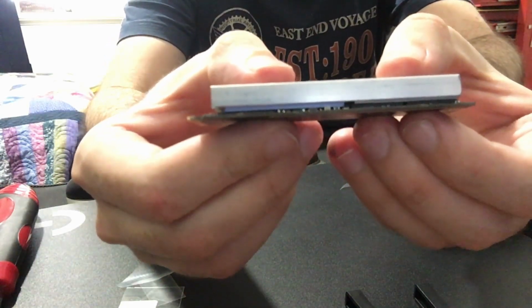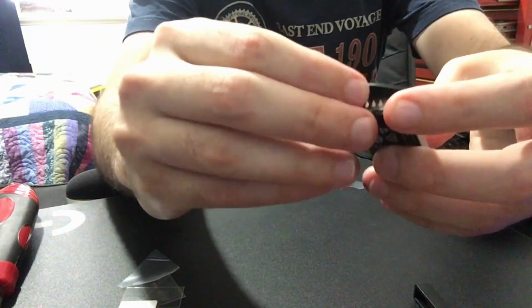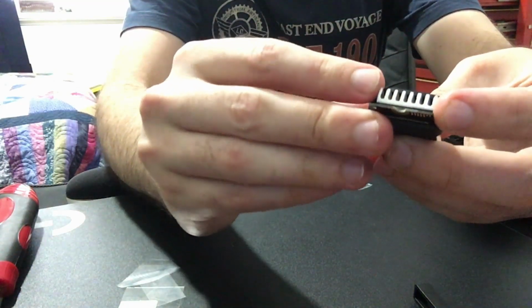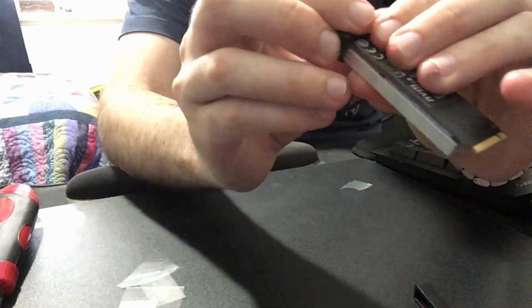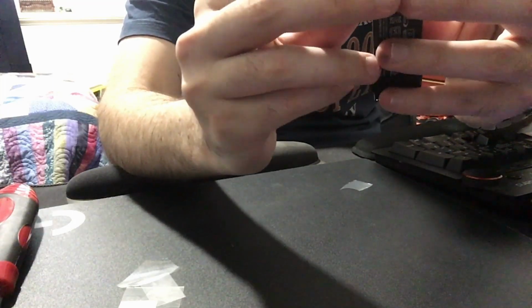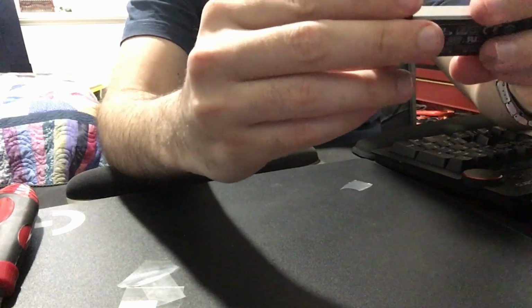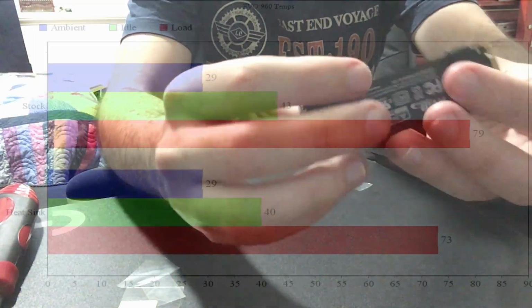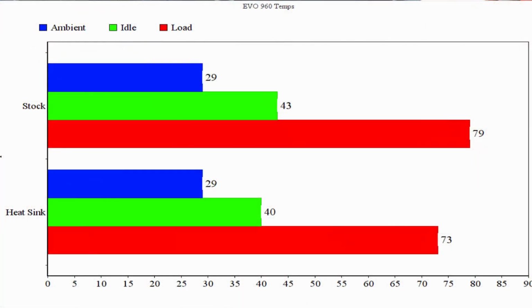Nice little sandwich. You can see the thicker side and the thinner side, and all we've got to do is slip these over. They are pretty tight, so it should give a bit of clamping pressure. And there you go. Time to stick it in the machine and see how much of a difference it makes.